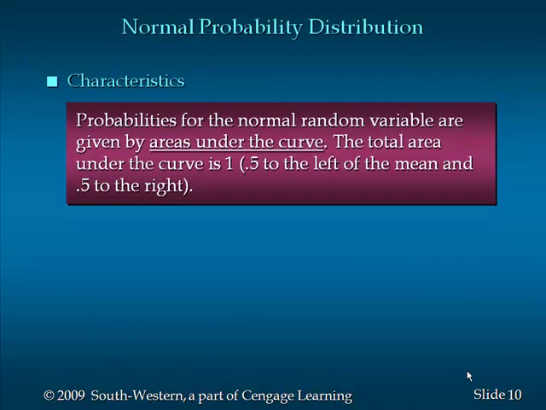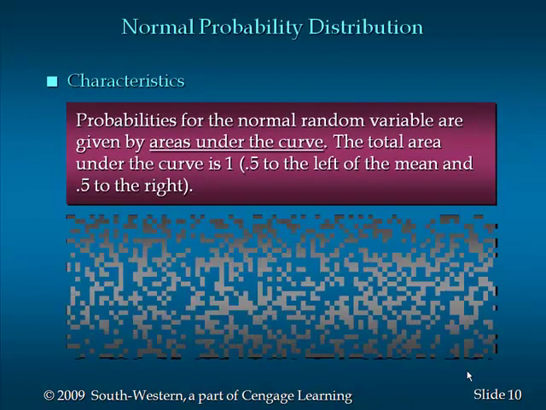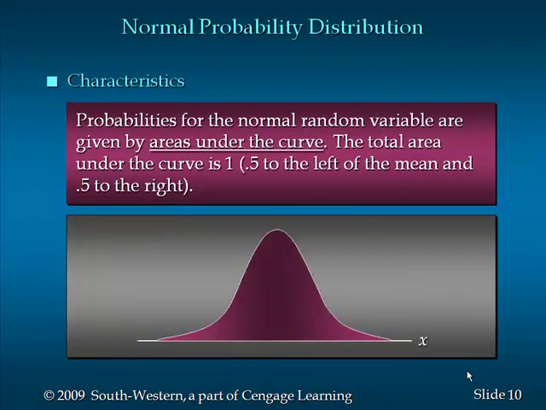Finally, we note that the probabilities for the normal random variable are found in the area under the curve. Note that the total value of the area under the curve is 1.0 or 100%. Since the curve is symmetrical, if we bisect the curve at the mean, 0.5 or 50% of the curve is below or to the left of the mean, and 0.5 or 50% of the curve is above or to the right of the mean.